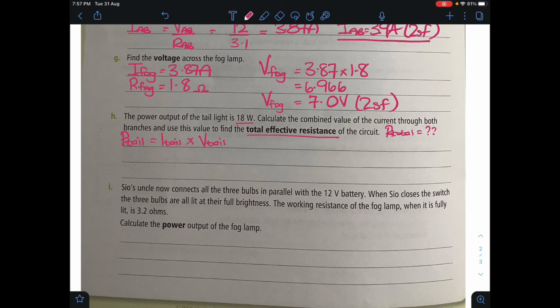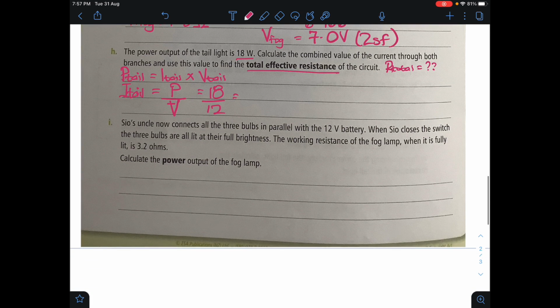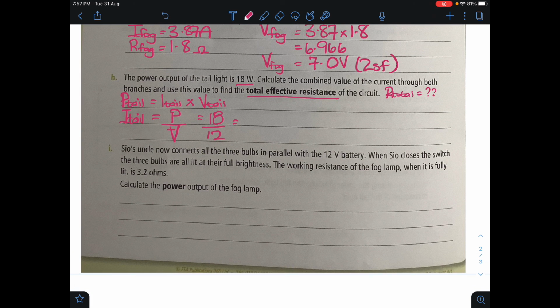Sorry, I've lost my train of thought there for a minute. So I is the power over the voltage, which is 18 divided by 12. Tail lamp, that's the one at the bottom. Oh, that's why I'm confused. 18 divided by 12, which is 1.5 amps. So that's the current through the bottom loop.